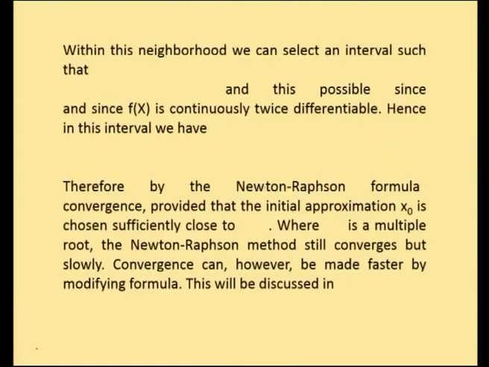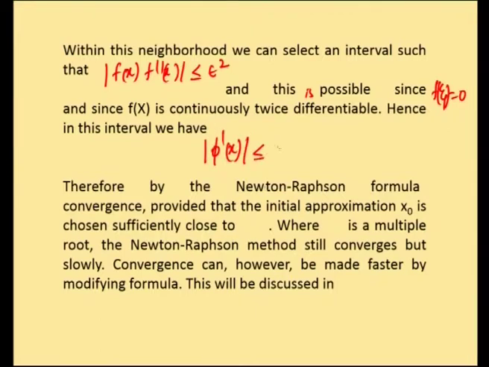Within this neighborhood we can select an interval such that |f(x) f''(x)| is less than or equal to the square of that constant. We take |f'(x)| greater than or equal to that constant, and at the same time |f(x) f''(x)| less than or equal to its square. This is possible since f(epsilon) is equal to 0, and since f(x) is continuously twice differentiable. Hence in this interval we have |phi'(x)| less than 1.